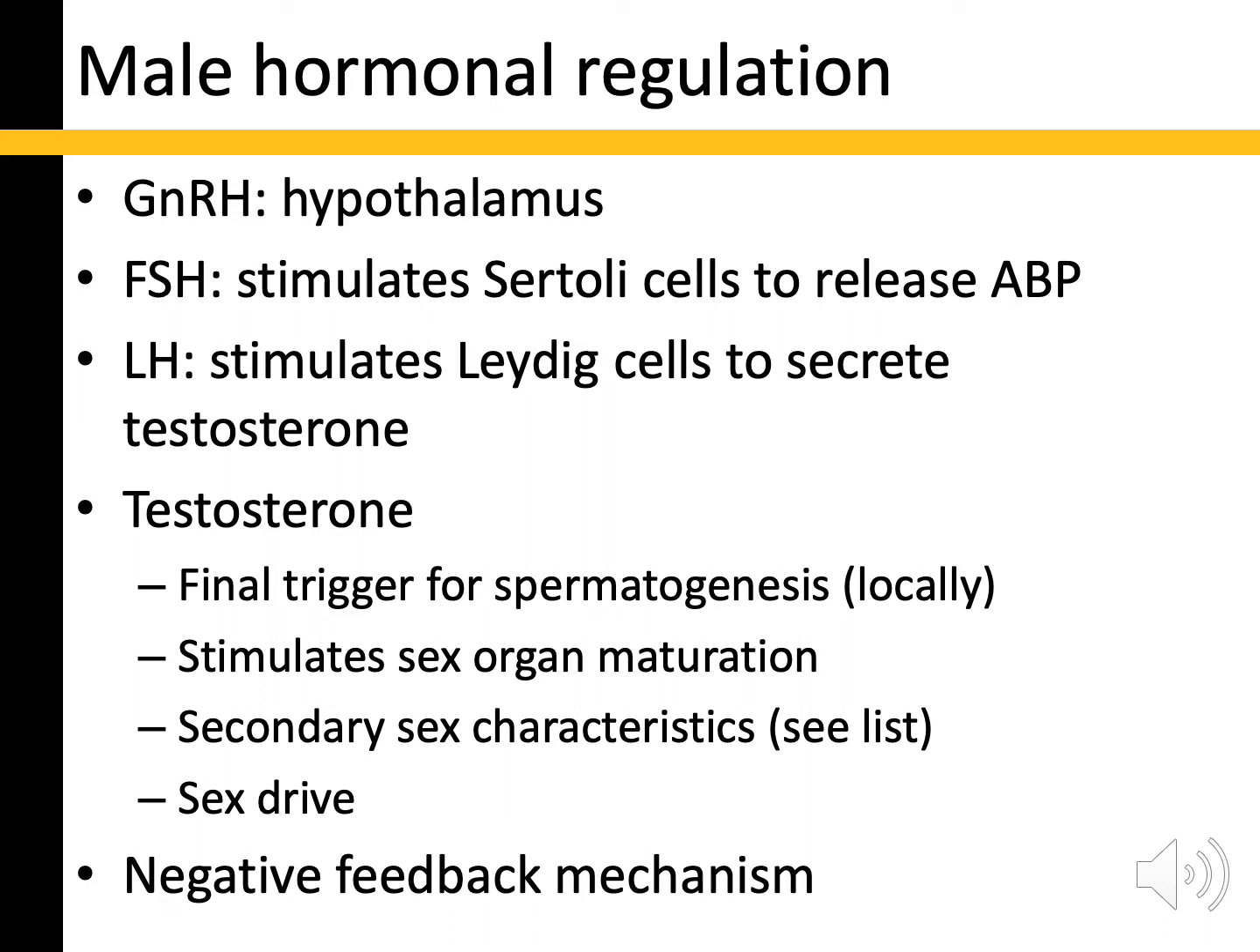ABP is going to help testosterone get into the Sertoli cells. That is one way that the Sertoli cells help support the developing sperm. They've got to have that testosterone. Where does the testosterone come from? It's from the Leydig cells. And the Leydig cells secrete testosterone because of LH from the anterior pituitary.